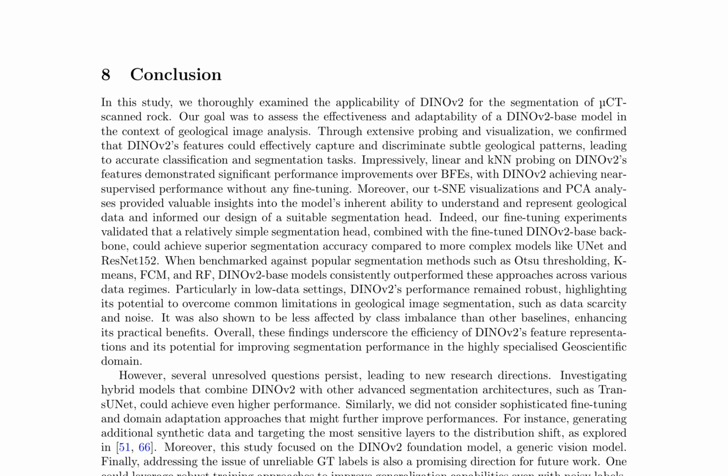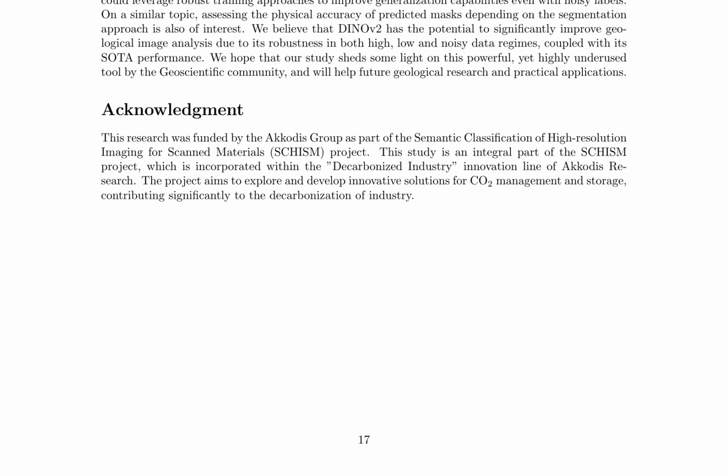This study concludes by emphasizing the effectiveness and adaptability of DINOv2 for segmenting micro-CT scanned rock images in geological image analysis. The model's features accurately capture and differentiate subtle geological patterns, leading to high performance in classification and segmentation tasks. DINOv2 outperforms baseline models such as UNet and ResNet 152, demonstrating robustness in low data settings and resistance to class imbalance. It also surpasses popular segmentation methods like Otsu thresholding, K-means, FCM, and RF across various data regimes. The research identifies potential future directions, including exploring hybrid models combining DINOv2 with other advanced architectures, investigating sophisticated fine-tuning and domain adaptation techniques, and addressing the issue of unreliable GT labels. The study's findings underscore the potential of DINOv2 to significantly improve geological image analysis due to its robustness in different data conditions and state-of-the-art performance.